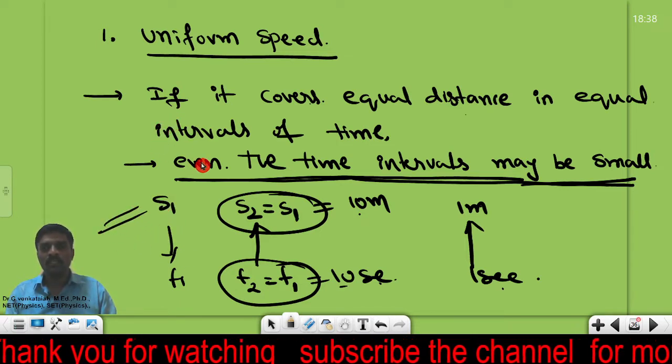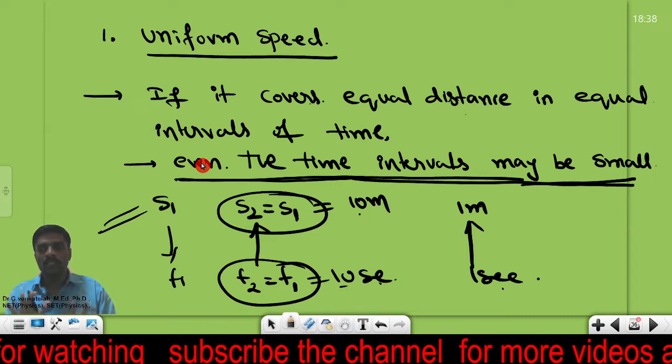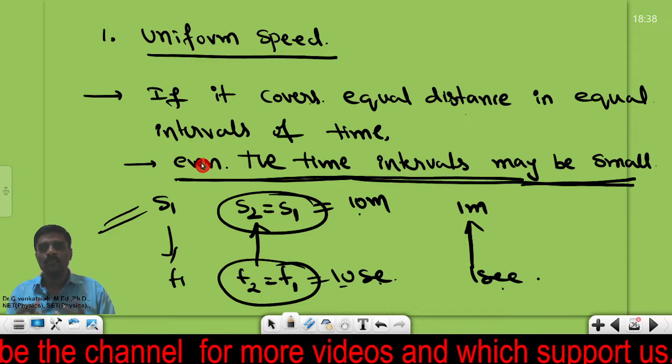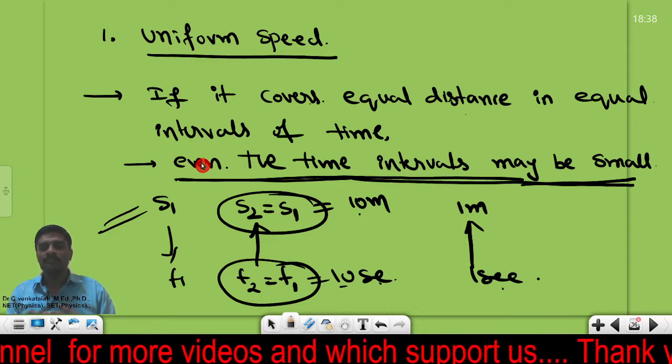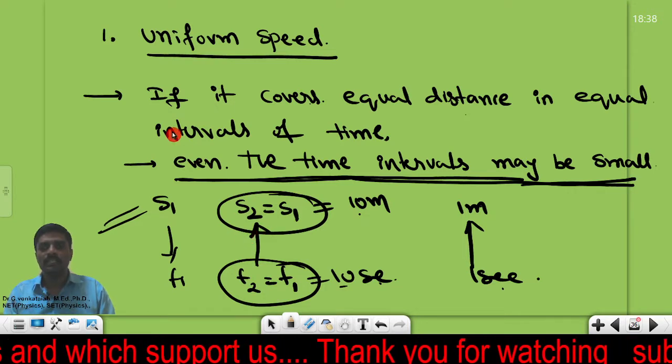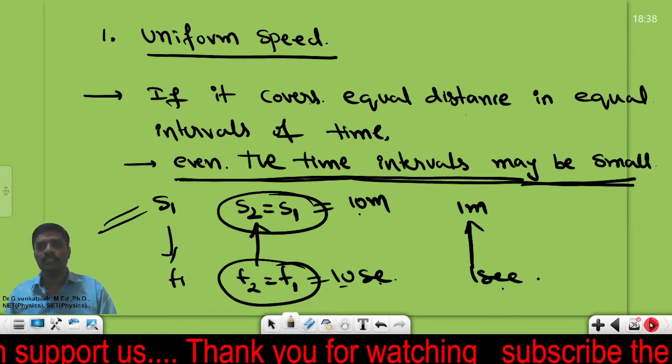One more time, if a body covers equal distance in equal intervals of time, then the body is said to be uniform, that is, it is under uniform speed. That means even if the time interval is small, the body is said to have uniform speed. Let me go to the other condition.